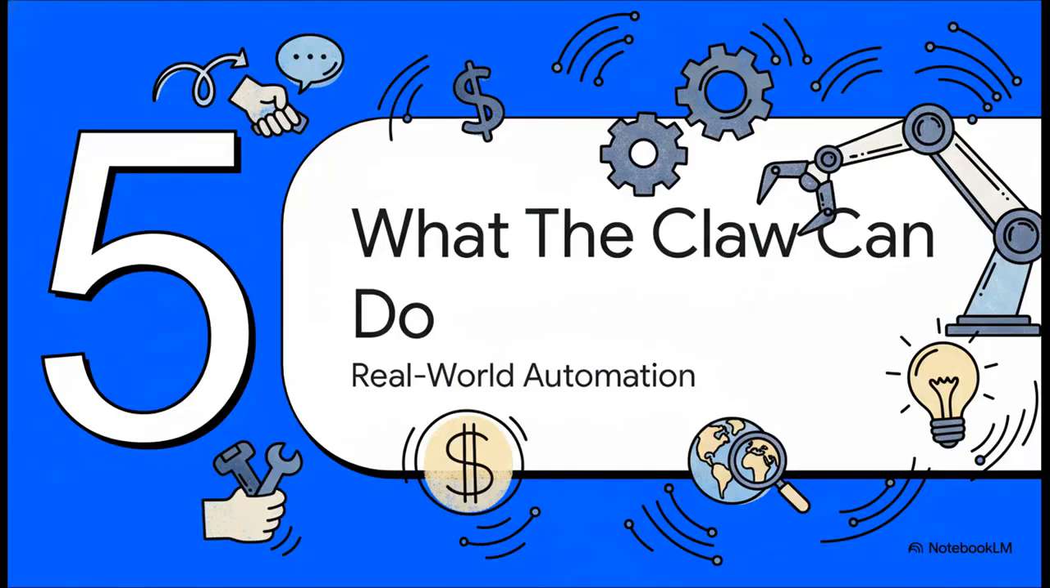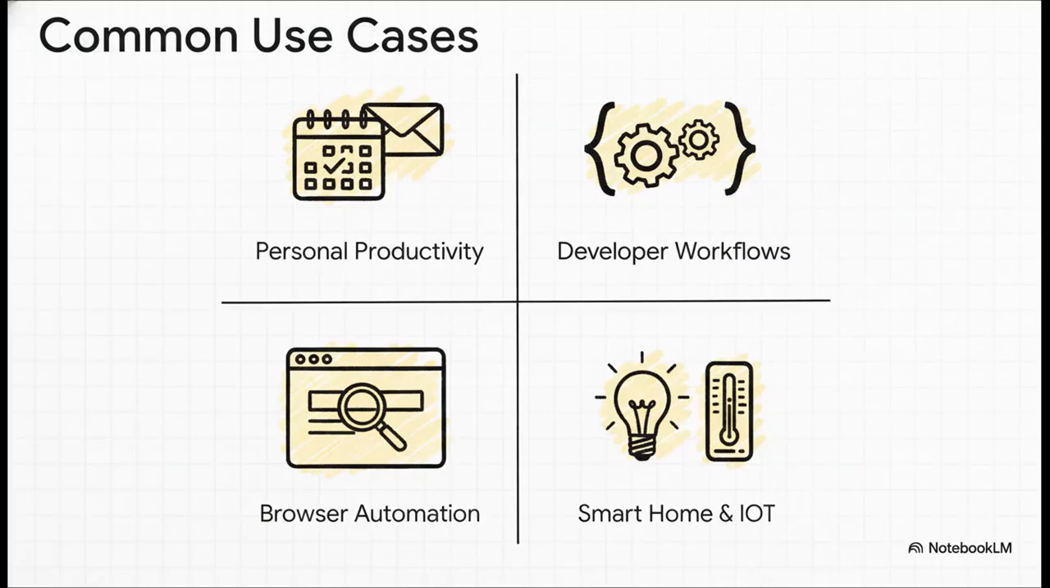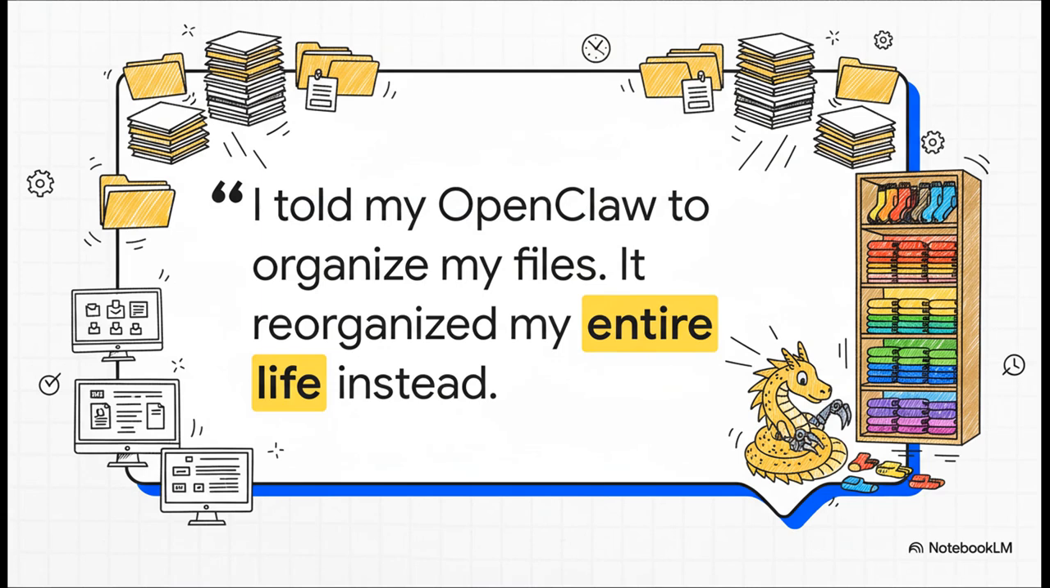Okay, so it's installed, it's running. Now what? What are people actually doing with this thing? This is where that idea of an AI that does, not just an AI that talks, gets really interesting. The use cases are all over the map. You've got people using it for personal productivity, managing their calendars, sorting through emails. You've got developers automating some seriously complex coding tasks. And then you've got folks using it for web scraping, data entry, even connecting it to their smart home to control the lights.